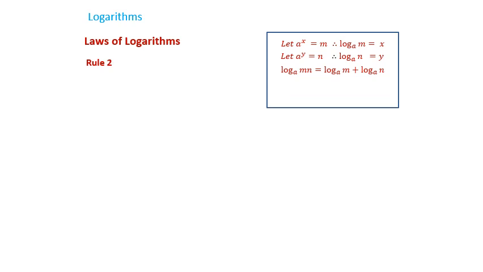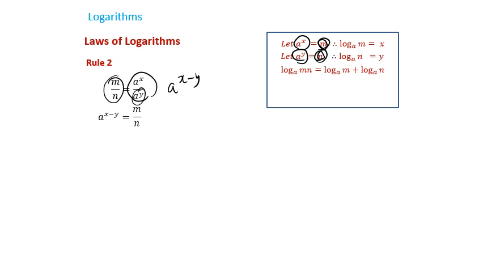Okay, so let's look at rule 2. Rule 2, we've got our same suspects here. We've got the m and the n, but this time we're dividing, so we're saying m divided by n. So m divided by n must equal a to the x divided by a to the y. Okay, that's a reasonable start, isn't it? Now, we can rewrite this one as being a to the x minus y, because when we're dividing by a to the y, we just subtract the indices. So another way of writing this is a to the x minus y is m over n.